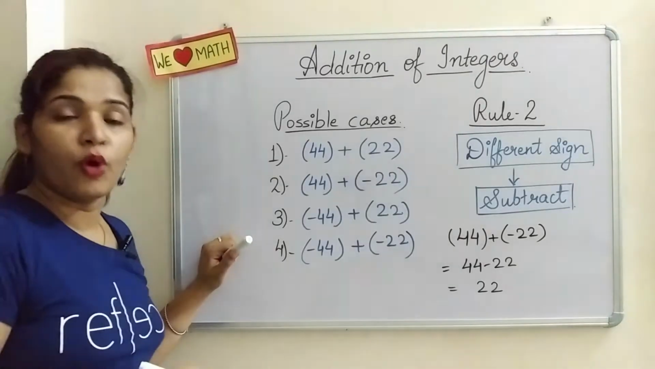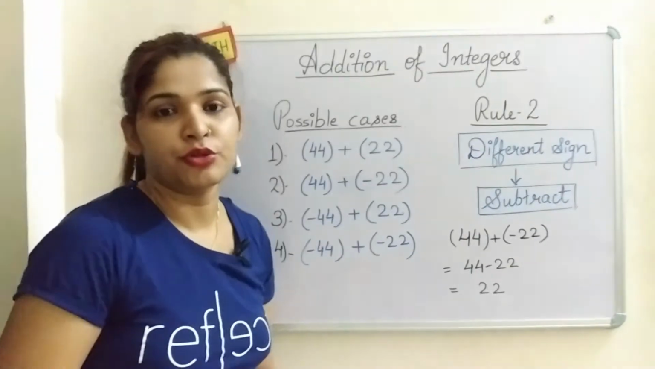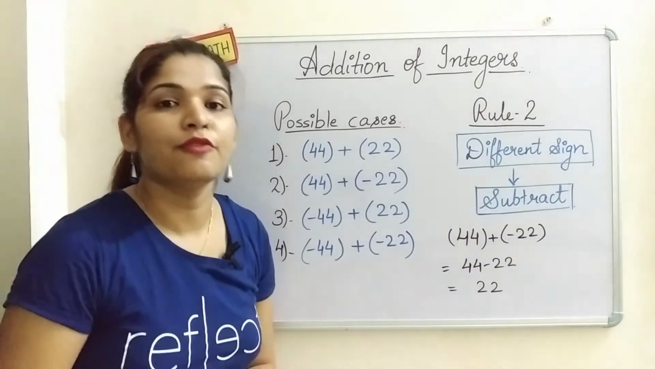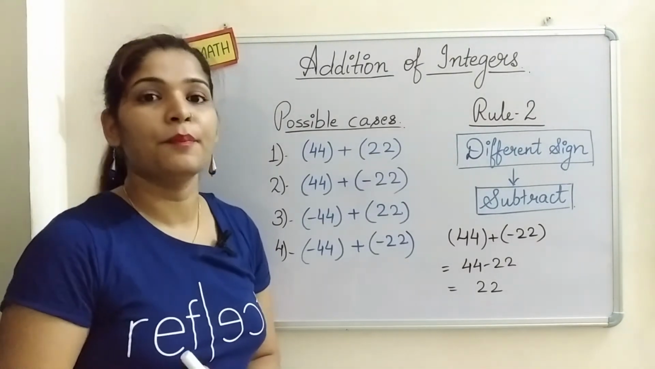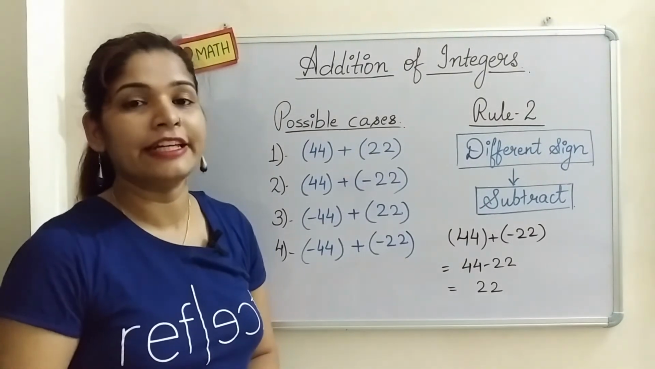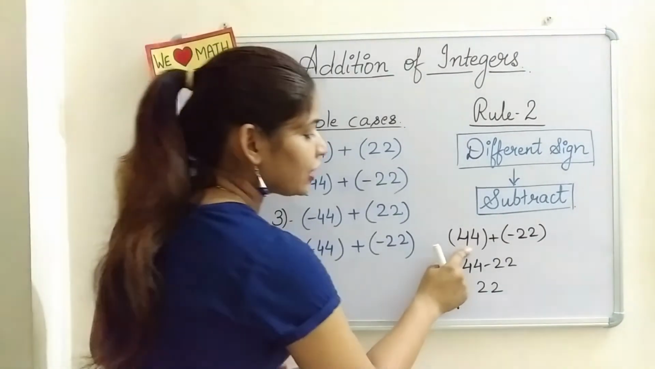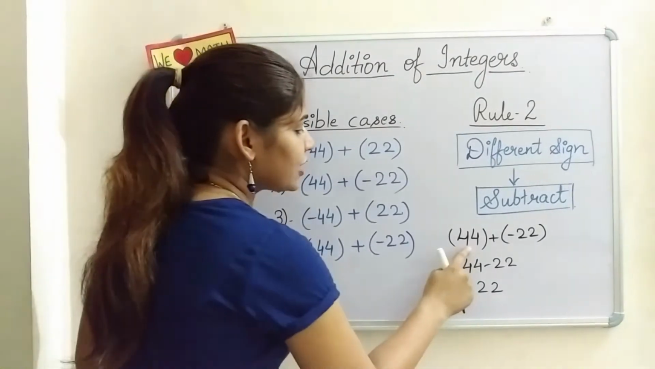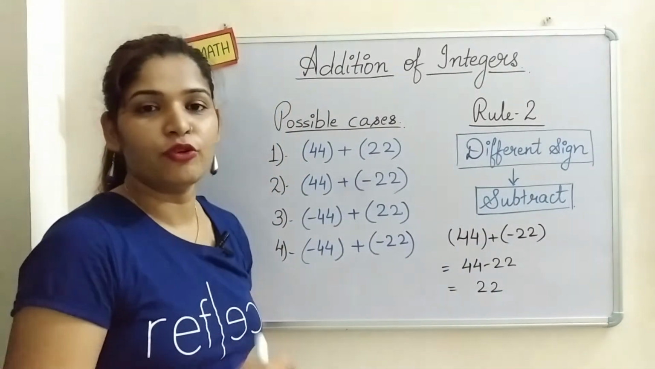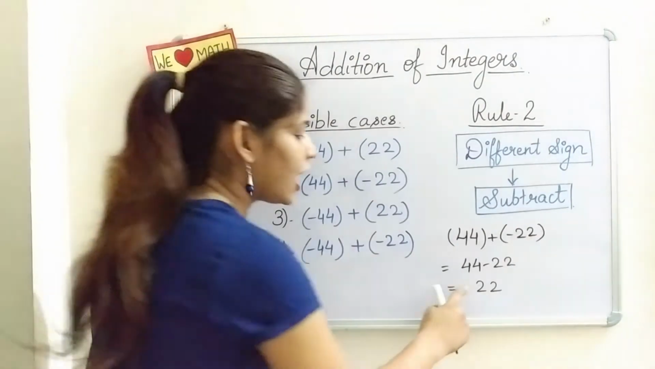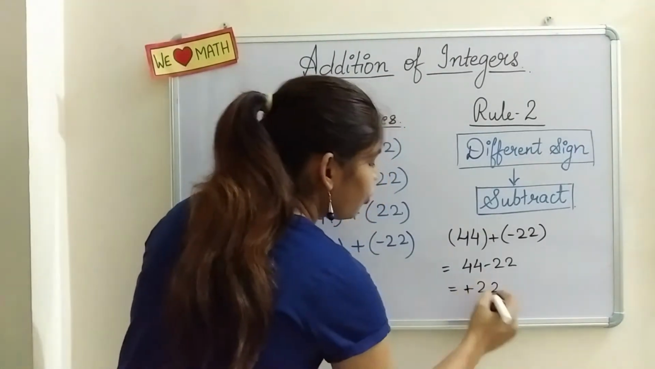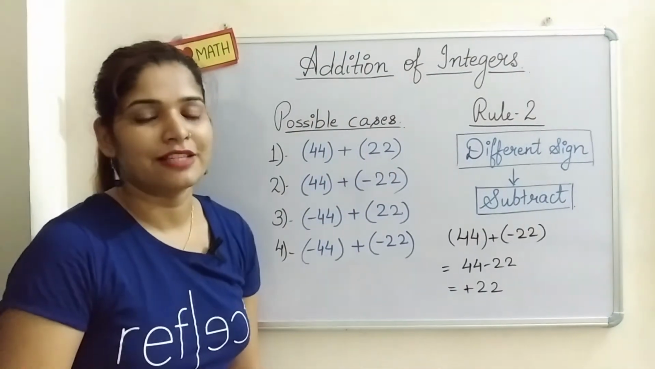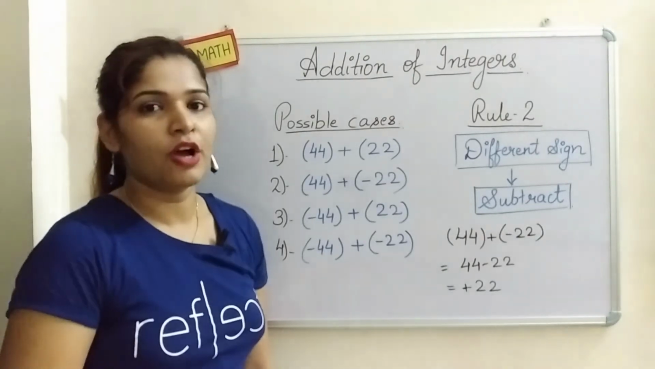But here the question arises, which symbol are we going to use? We are going to use the symbol of the bigger digit or the greater number. Here we have 44 is greater than 22, so we are going to put the symbol of 44. 44 means it is positive, so the answer will be positive 22, or we can simply write 22 as well. Okay children, I hope you have understood.